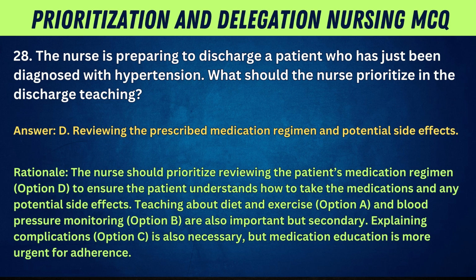Answer. D. Reviewing the prescribed medication regimen and potential side effects. Rationale. The nurse should prioritize reviewing the patient's medication regimen, option D, to ensure the patient understands how to take the medications and any potential side effects. Teaching about diet and exercise, option A, and blood pressure monitoring, option B, are also important but secondary. Explaining complications, option C, is also necessary, but medication education is more urgent for adherence.